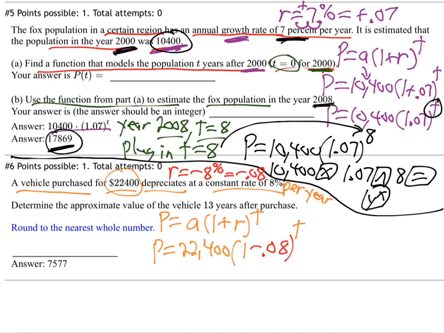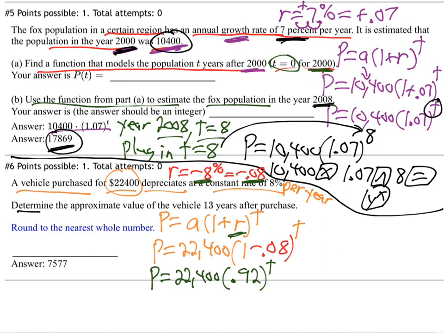See that? Because it's depreciating. It's going down in value. So it's decreasing, not increasing. So the rate is negative. The R is negative 8%, negative 0.08. So then the P is 22,400 times 1 minus 0.08, which is 0.92, to the T. So there's our formula. Now they want us to use that formula.